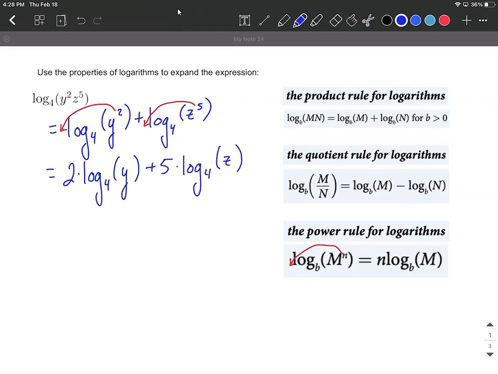We've simplified what's on the inside of these logarithms, so we're not going to be able to expand this out any further.